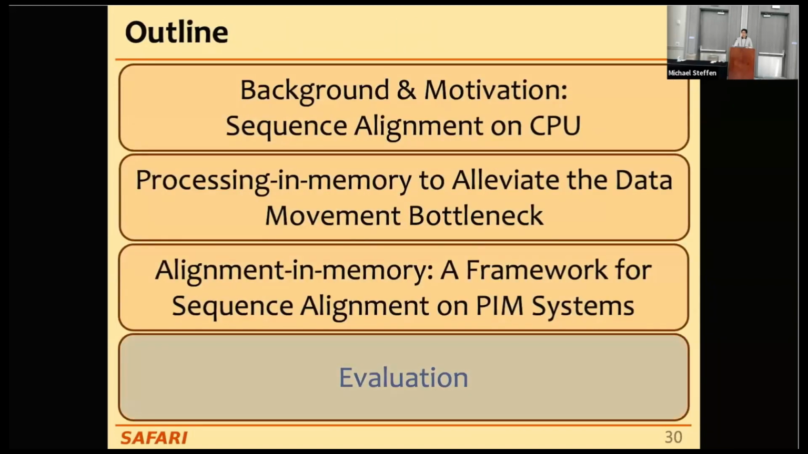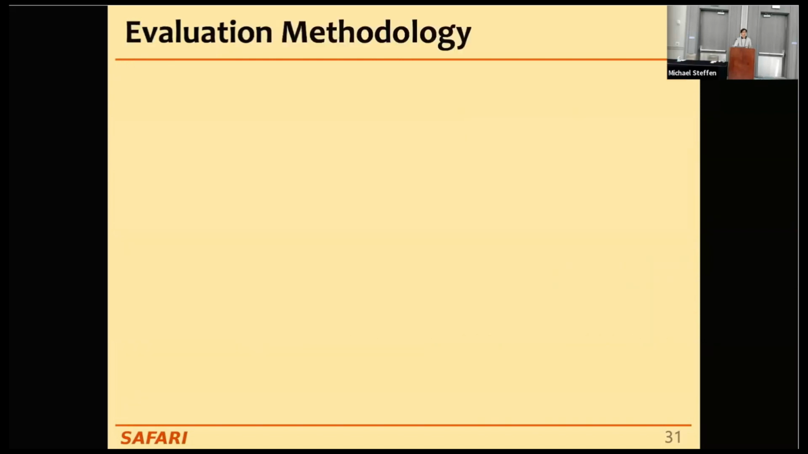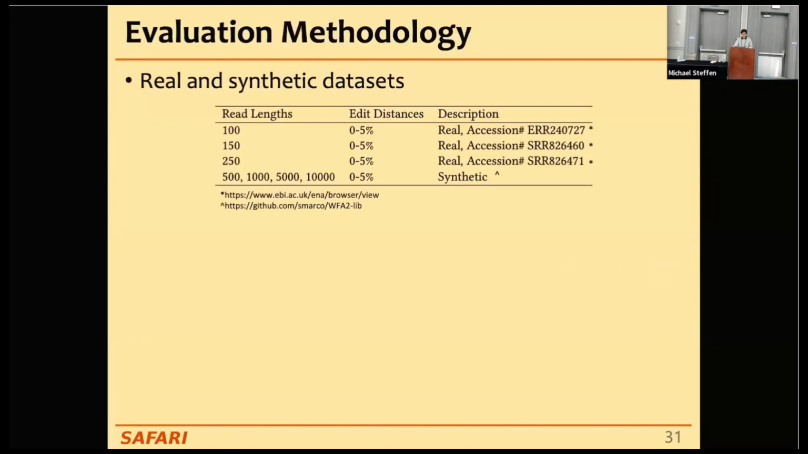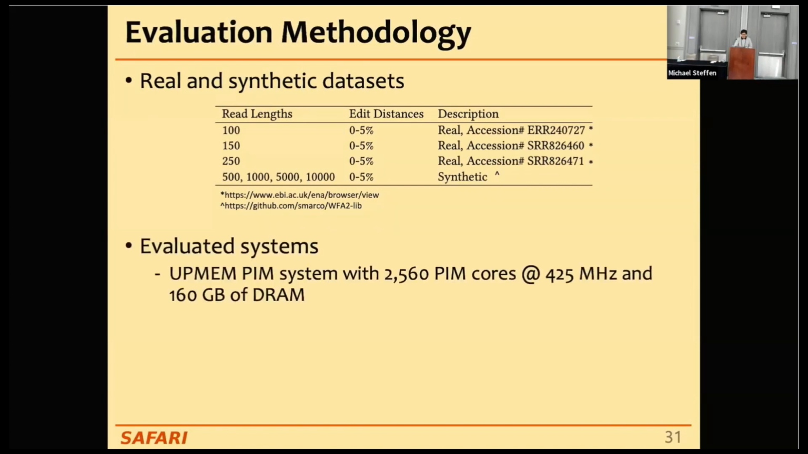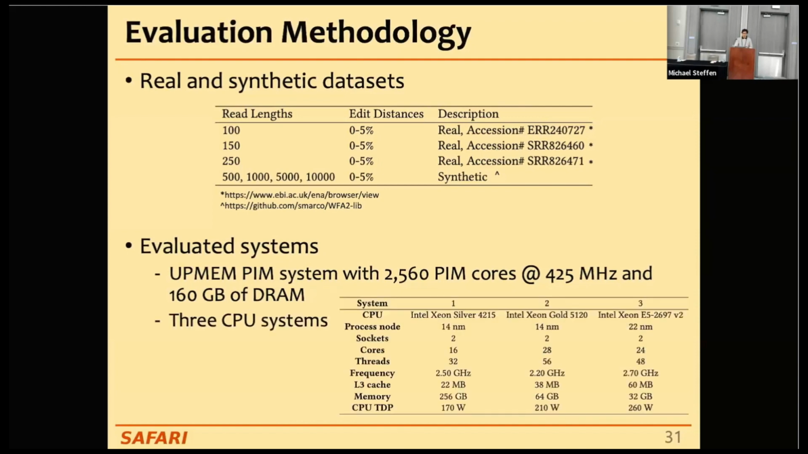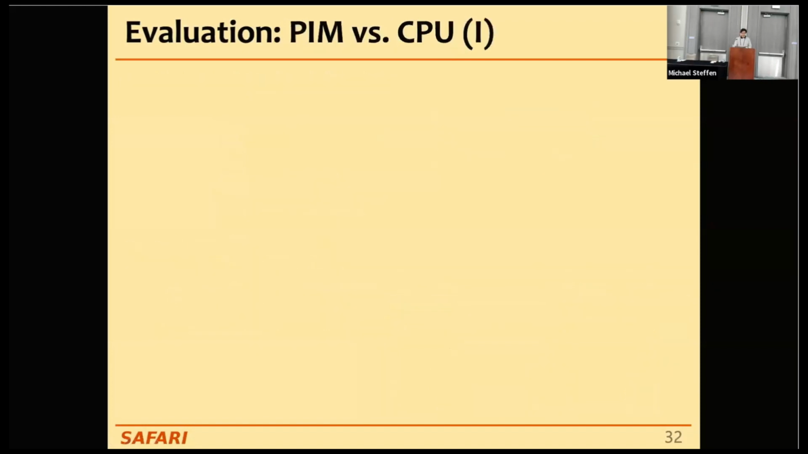Now let's go to the evaluation. First of all, the evaluation methodology. We have used real and synthetic data sets for the experiments. You can find them there on the slide, and we have evaluated different systems. First of all, an UPMEM-based PIM system with more than 2,500 PIM cores, and also 3 CPU systems with different characteristics. As you see, they have a different number of cores, and interestingly as well, they have also different L3 cache sizes, and that's going to be clearly impactful in the execution time results.